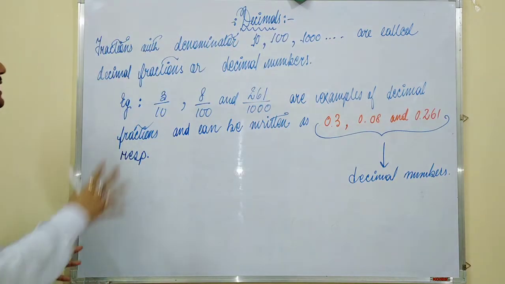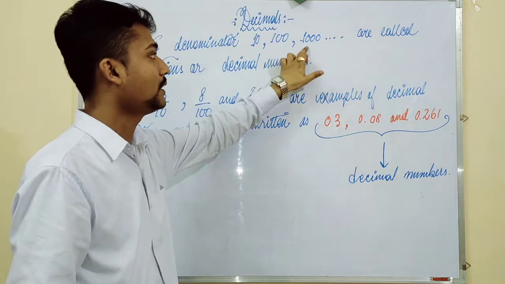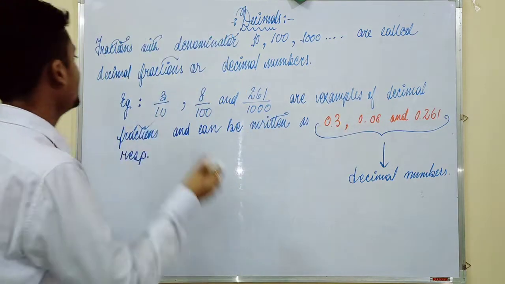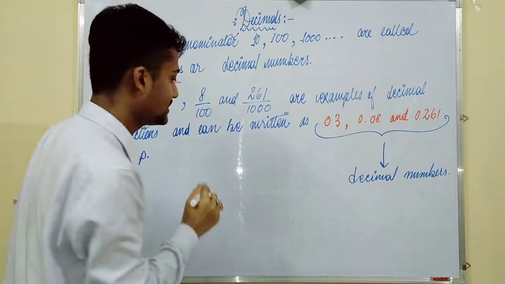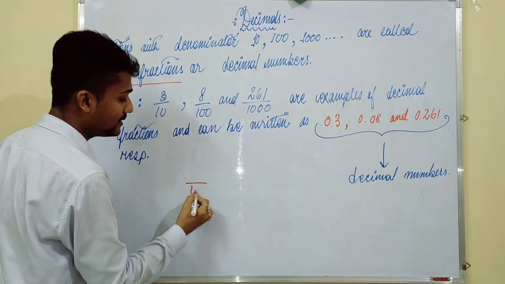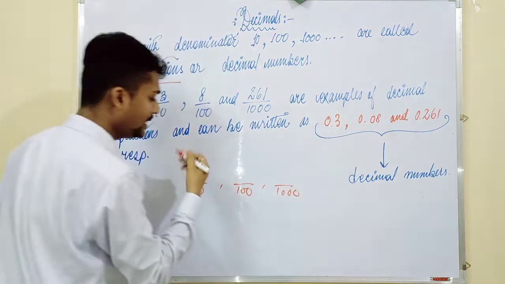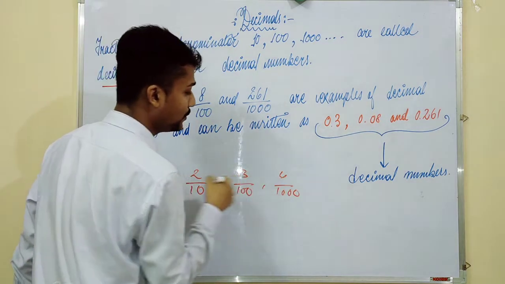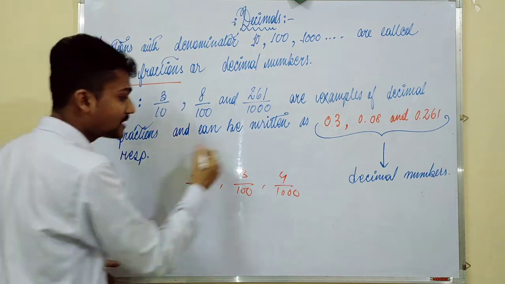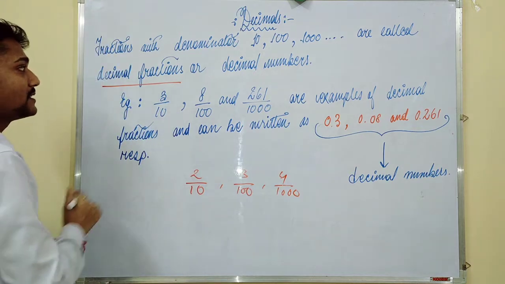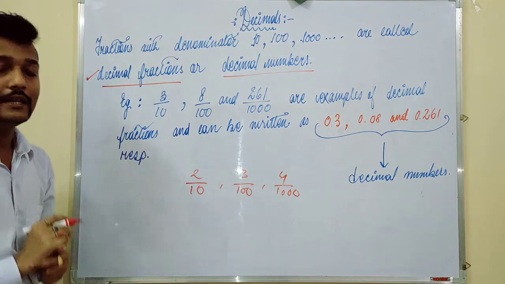So what is decimal? Fractions with denominator 10, 100, 1000 or so on are called decimal fractions. We have learned about decimal fractions in our previous classes. That means if the denominator is 10 or 100 or 1000 or so on, and the numerator can be anything, 2, 3, 4 like that. If it is in such an arrangement, then this type of fraction is known as a decimal fraction, or it can be termed as decimal numbers.